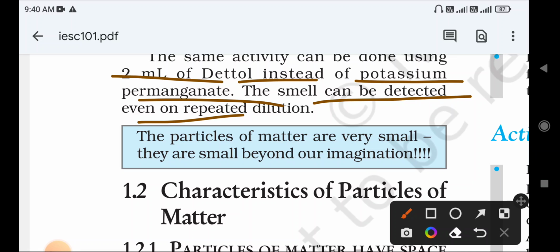We cannot imagine how small they are. When we place a point, it is large compared to the size of the particle. So the point size is larger compared to the particles. They are that small, so we cannot imagine it. Particles of matter are very small, small beyond our imagination.